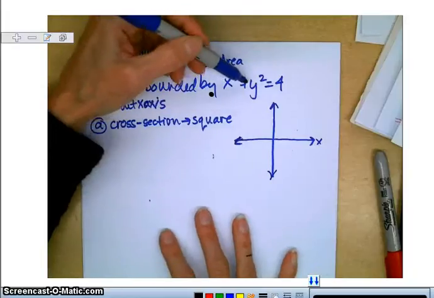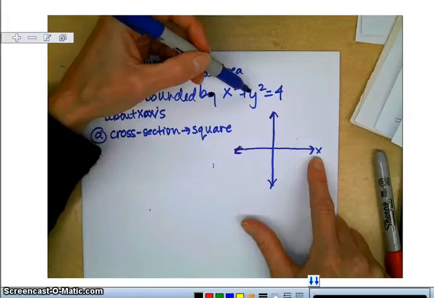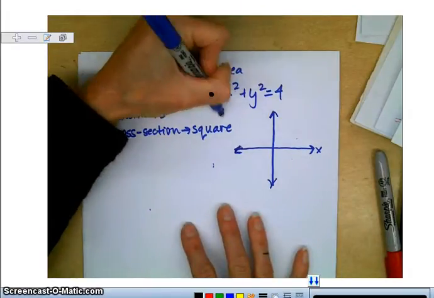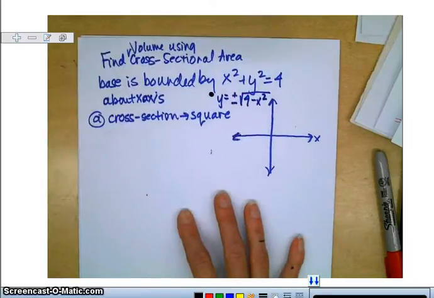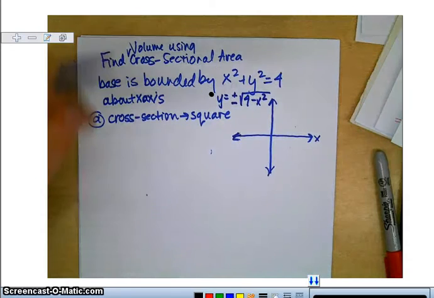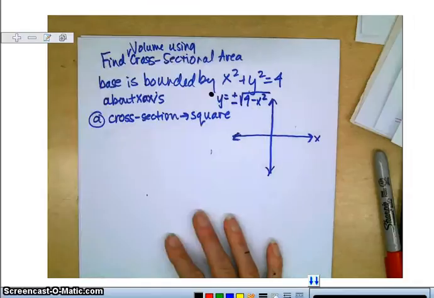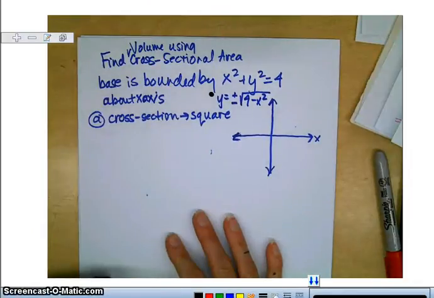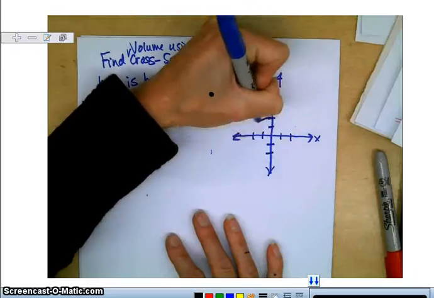Since we're revolving about the x-axis, we need y by itself, don't we? Yes. So if I get y by itself, I subtract x squared and take the square root. And so y is equal to the positive and negative square root of 4 minus x squared. That's how you get the two functions, the positive and the negative. Now, if you look at x squared plus y squared equals 4, that's a circle with a radius of what? 2. Circle with a radius of 2.